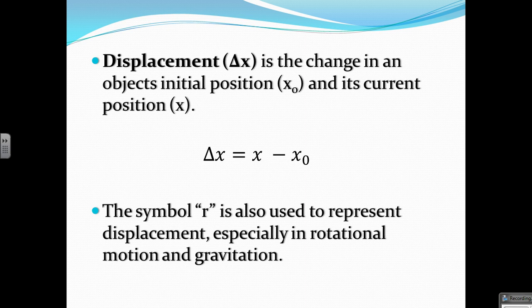In addition to x being the position symbol, r is also sometimes used, especially in rotational motion and gravitation. So any radial displacement, how far two centers are away from each other, is given by the symbol r instead of x.